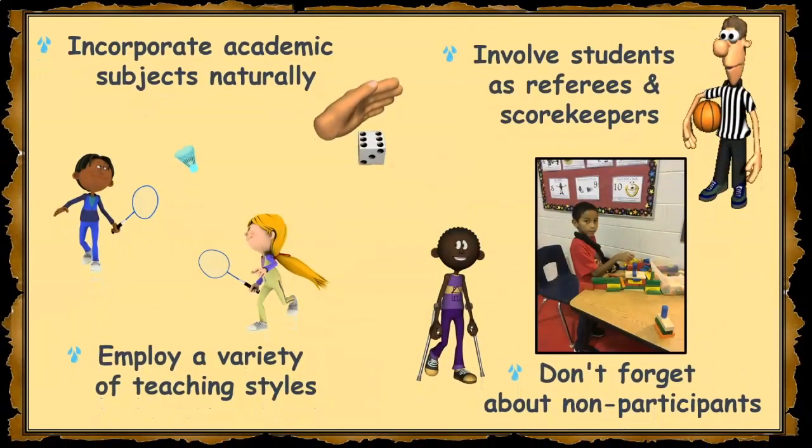Incorporate academic subjects naturally. I know some PE teachers frown upon when they're told they have to incorporate math or reading in their classroom, but a lot of times we do that anyway, so it's just a natural thing for students to count, or you provide some games where they have to add or multiply or whatever, but it happens naturally. Involve your students as referees and scorekeepers. That helps with your sportsmanship. Keeps things running better, and the students have a better appreciation for referees and scorekeepers.